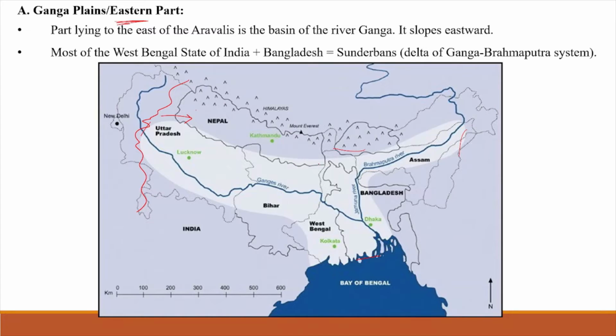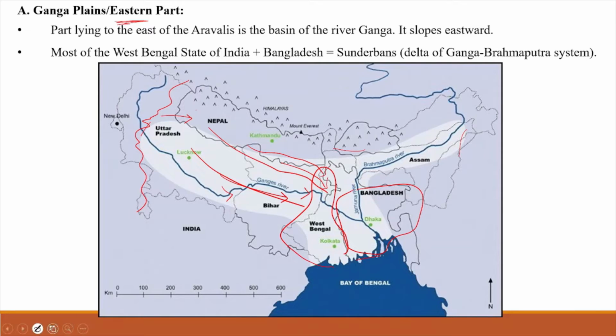It slopes eastward. Why eastward? The slope is mostly this way because your rivers are east flowing rivers. River Ganga flows in this direction, so the slope is this way, eastward. Now, most of the West Bengal state and the Bangladesh country are covered and they form the Sundarban Delta. It's also known as the Delta of the Ganga and Brahmaputra system.